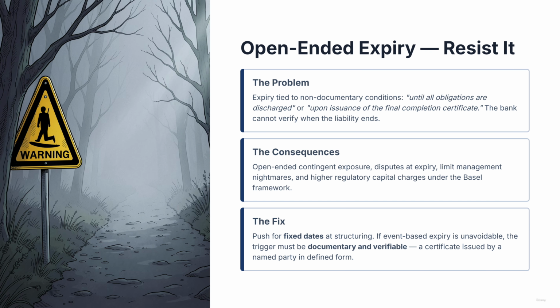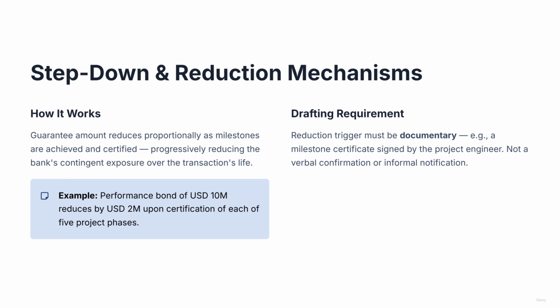Where event-based expiry is genuinely unavoidable, the trigger must be documentary and verifiable: a certificate issued by a named party in a defined form, not a subjective assessment of contractual performance. A step-down or reduction mechanism can complement any of these expiry structures. Rather than remaining at the full amount throughout its life, the guarantee reduces proportionally as milestones are achieved and certified. This progressively reduces the bank's contingent exposure.